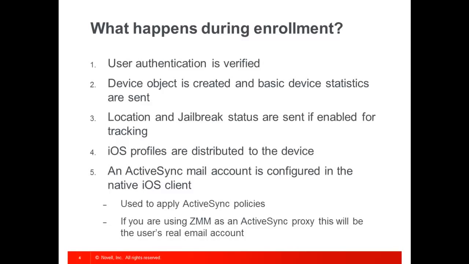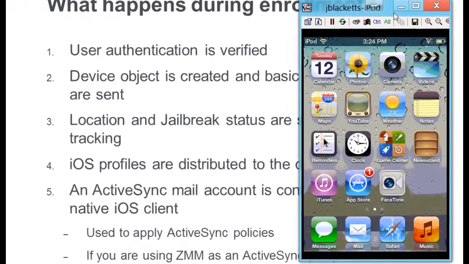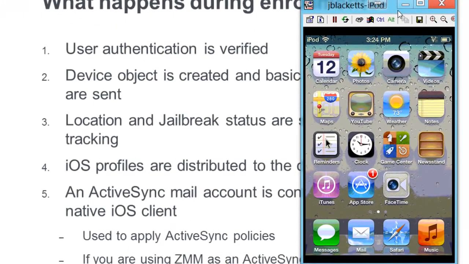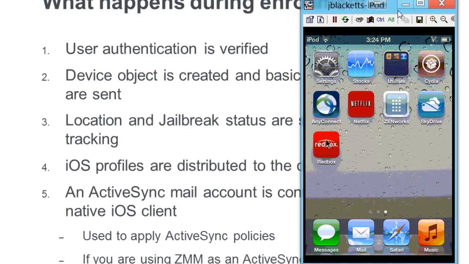So let's go ahead and take a look at how to enroll an iOS device. For the purpose of this demo, I have an iPod that I've installed the VNC client on. So we're looking at the actual iPod itself, and I've installed the ZENworks agent. So you'll see the ZENworks icon here. This is the agent that needs to be installed. I just installed that from the App Store.